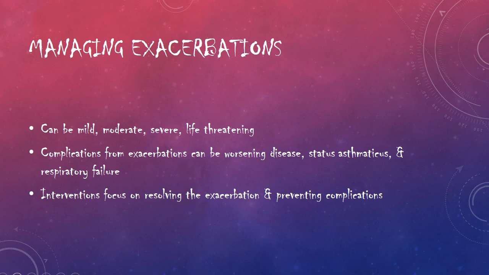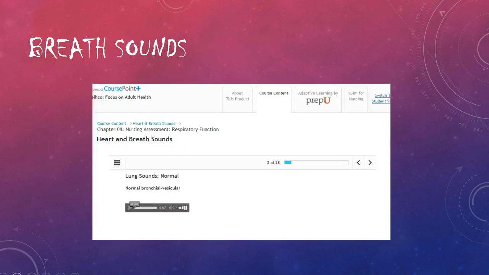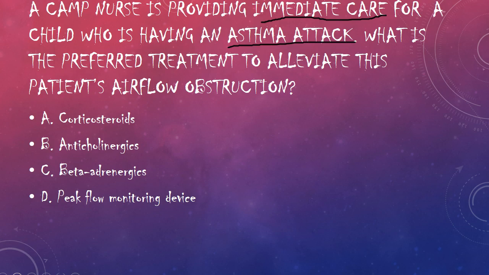These exacerbations can be complicated by having other issues, other underlying diseases, comorbidities, and can be complicated with status asthmaticus and respiratory failure. The interventions for these are going to focus on getting the exacerbation under control and preventing any complications from developing. So here's some breath sounds if you want to listen to them.